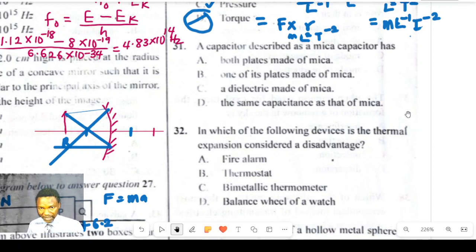A capacitor described as a mica capacitor has a dielectric material made of mica. So the type of dielectric material between the plates will be mica. That's why it's called a mica capacitor.